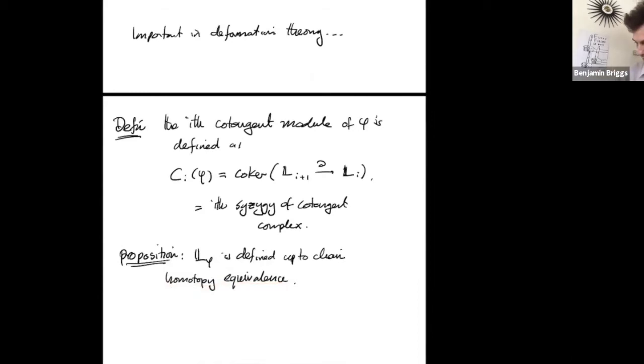So that's okay. And this implies that when you do this thing of looking at your complex and taking the cokernel of the ith differential inside it, that will give you a well-defined answer. Sort of. This is well-defined up to a projective S-module direct summand.